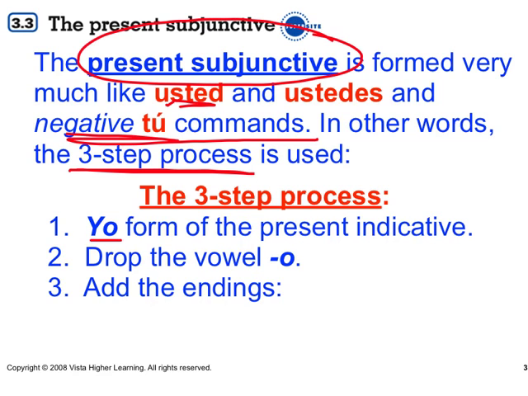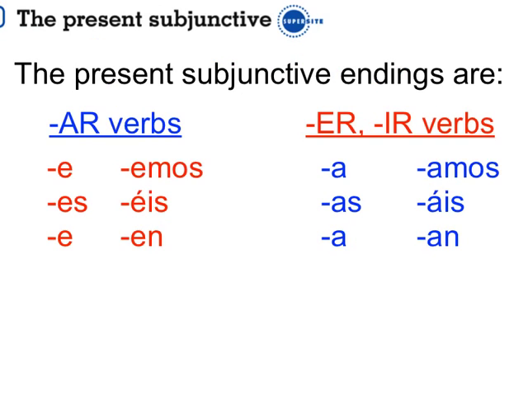So now you're going to go to the yo form of the present indicative. Remember, that's the yo form. Every verb except for 5 ends in an O. That's the present indicative. So we're going to drop the O, and now we're going to add the endings. And these endings are for every single person: yo, tú, él, ella, usted, nosotros, vosotros, ellos, ellas, ustedes.